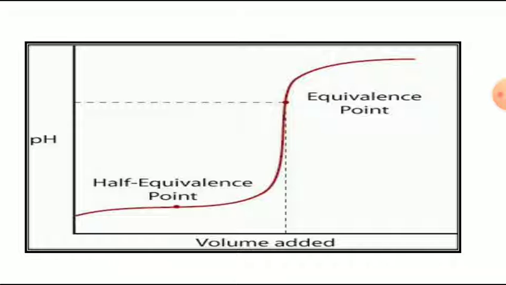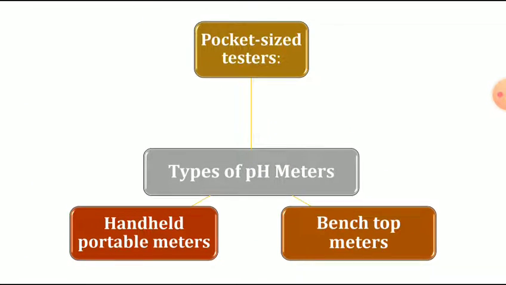Now we will see different types of pH meters. There are a total of 3 types of pH meters. In that, the first one will be the pocket size testers, second handheld portable meters or pH meters, and third one benchtop meters. Okay, now we will see one by one the types of pH meters.